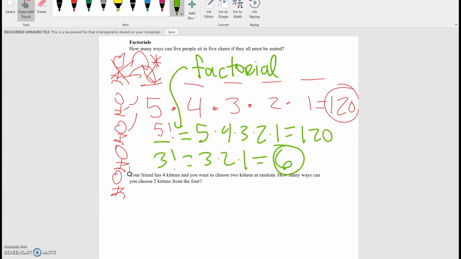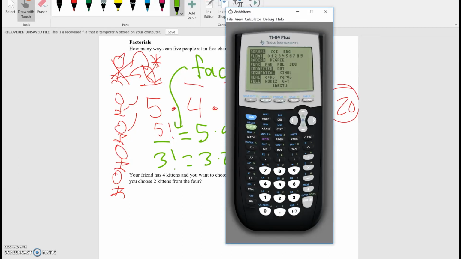Now, in your calculator, you will actually have a factorial sign. So let's say I wanted to figure out what 5 factorial is. I would press the number 5 first, and then I'm going to click on the button that says math. Then I'm going to go all the way to the probability symbol, and then all the way down to my factorial, which is the number 4. I'm going to press enter. 5 factorial equals 120. Okay, so that's basically what a factorial is.